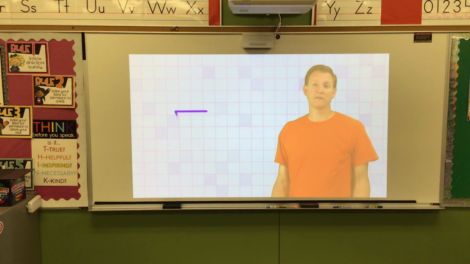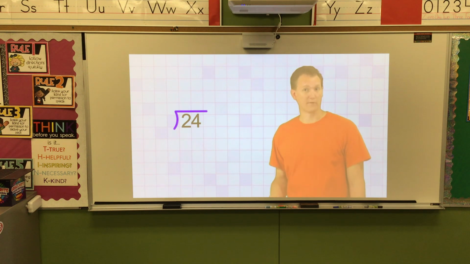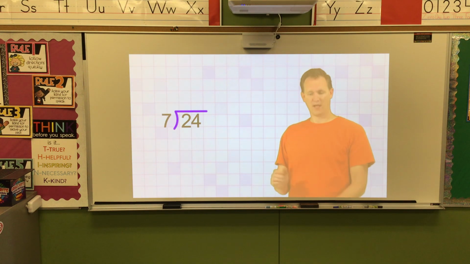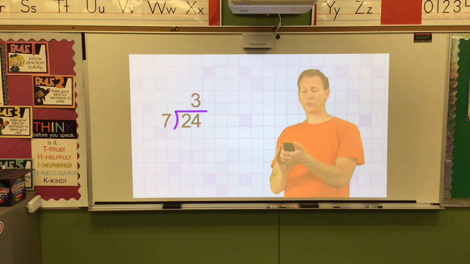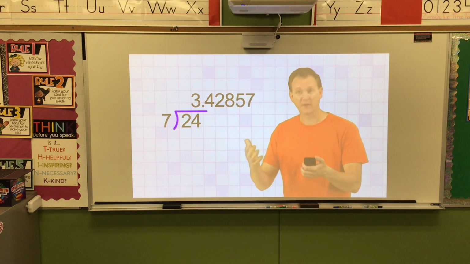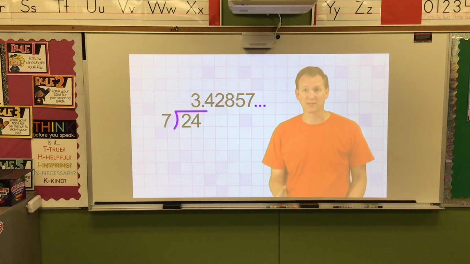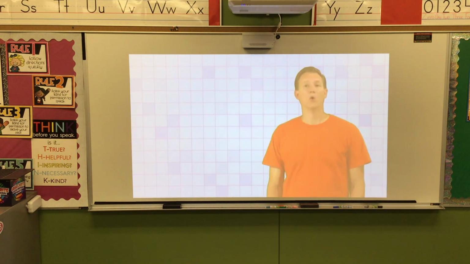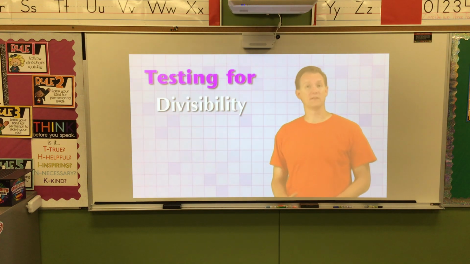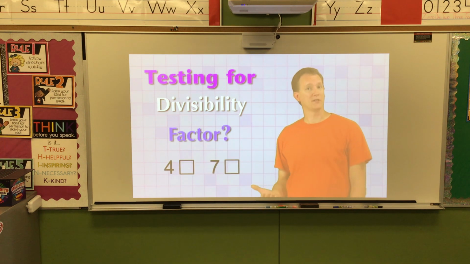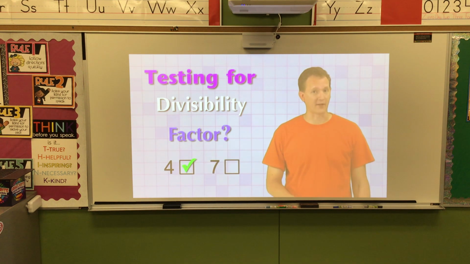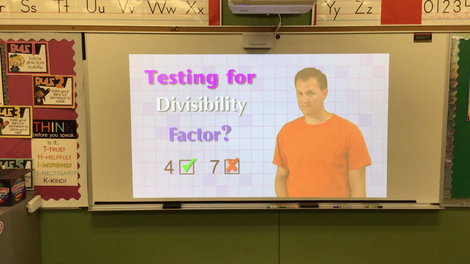But what if we try to divide 24 by a number that isn't one of our factors, like the number 7? If we try 24 divided by 7 on a calculator, we get 3.42857, blah, blah, blah, a long decimal number. That didn't divide in evenly because there's a big remainder. What we just did is called testing for divisibility. Testing for divisibility is a way to find out if a number is a factor of another number. With the test we just did, we confirmed that 4 is a factor of 24, but 7 is not.